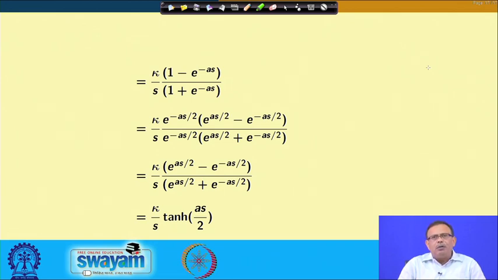So, I hope now from this particular lecture what is the initial value problem, what is the final value problem, and what is the theorem for finding the Laplace transform of a periodic function, that we have studied over here. If required, some more examples we will do in the next lecture.